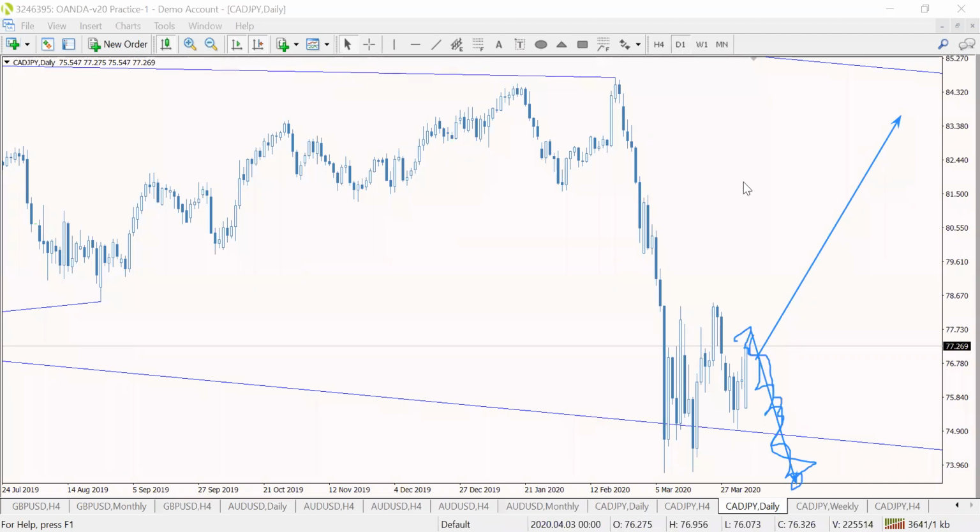So having said that, you need to be very careful, guys. This pair might be very volatile. Any pair that has got Canadian dollar might be very volatile today because of oil. This pair is very sensitive to oil news, OPEC news.